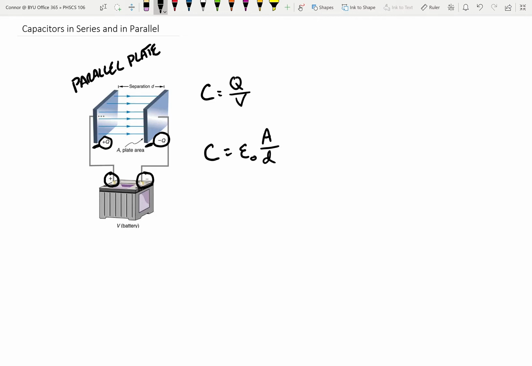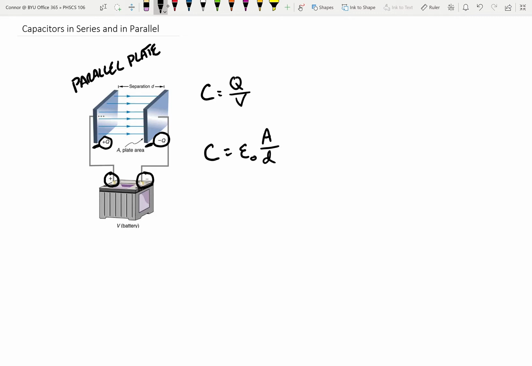Capacitors are useful in daily life because they have this ability to store electric charge. One example that you see often is in a heart defibrillator. There's a capacitor there that's storing a charge that can then be released quickly in order to jumpstart a heart that has stopped.